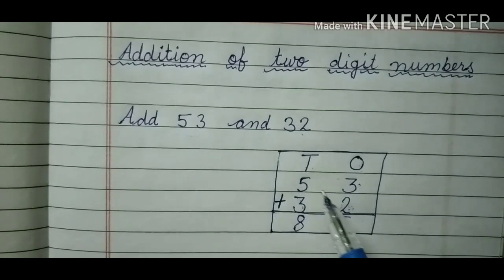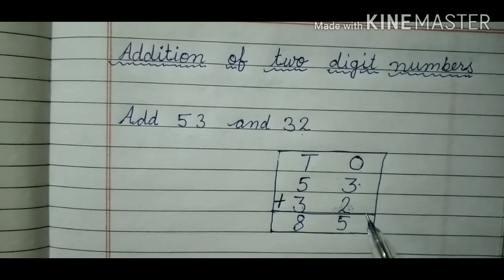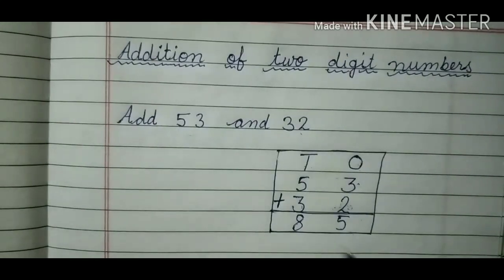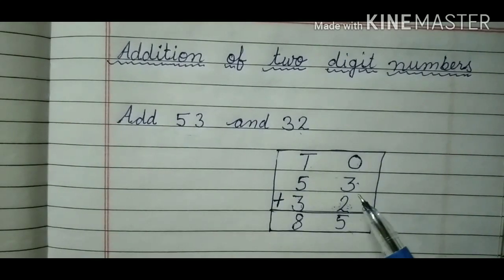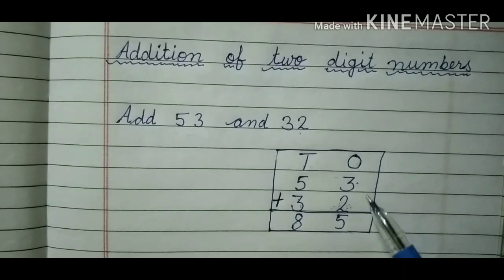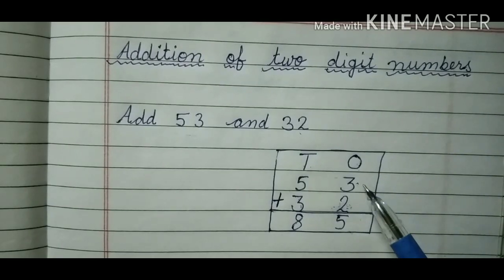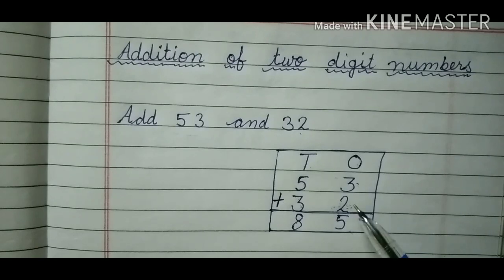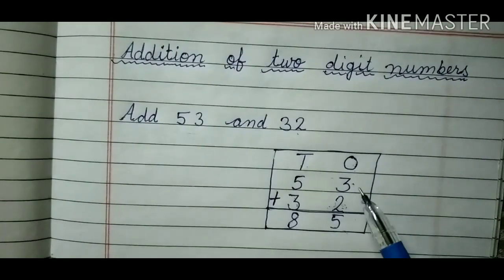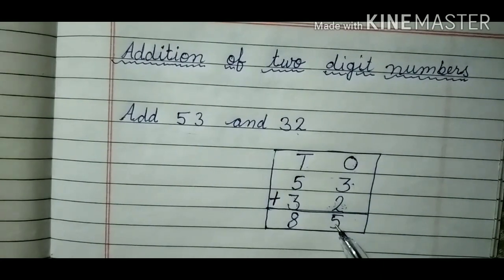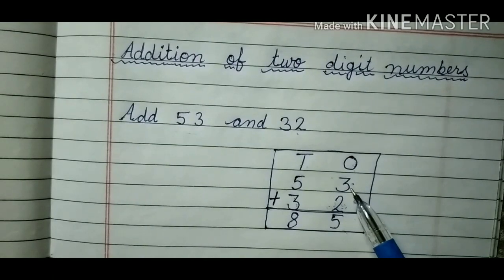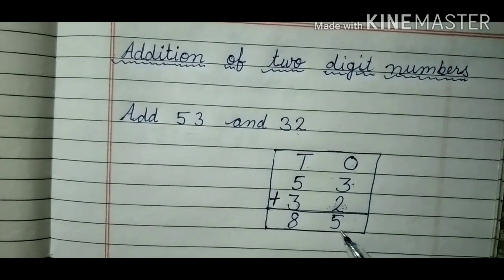Students, the numbers we add, the numbers to be added, are called addends. We always start addition from the ones place. At the ones place we have 3 and 2, so we will add these numbers first. 3 plus 2 means we count 2 numbers forward after 3: 3, 4, 5. So our answer is 5 here.